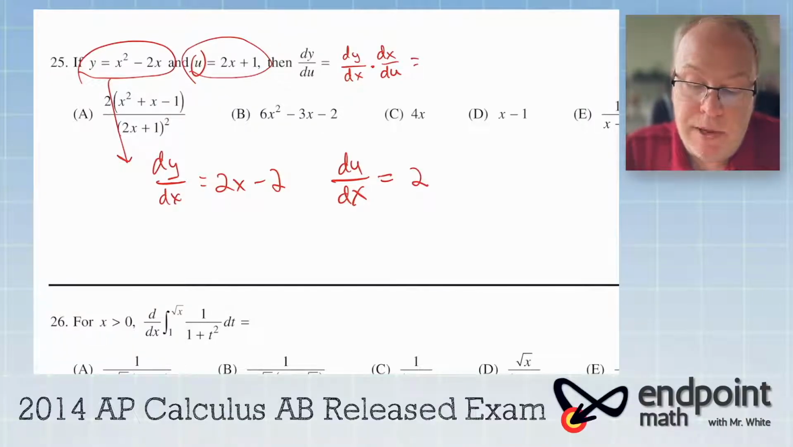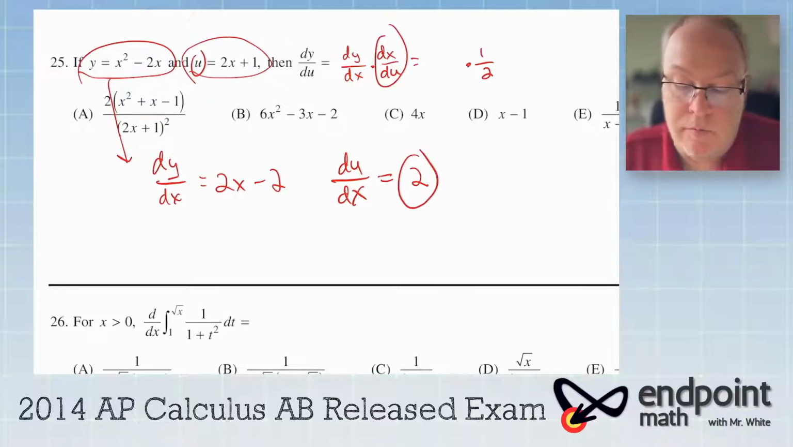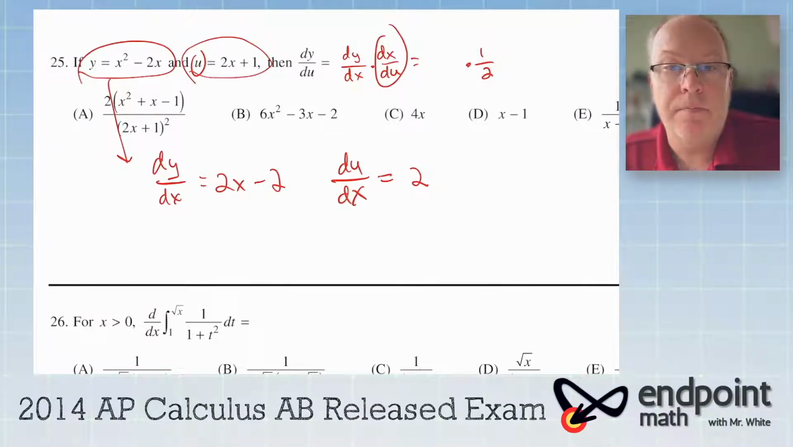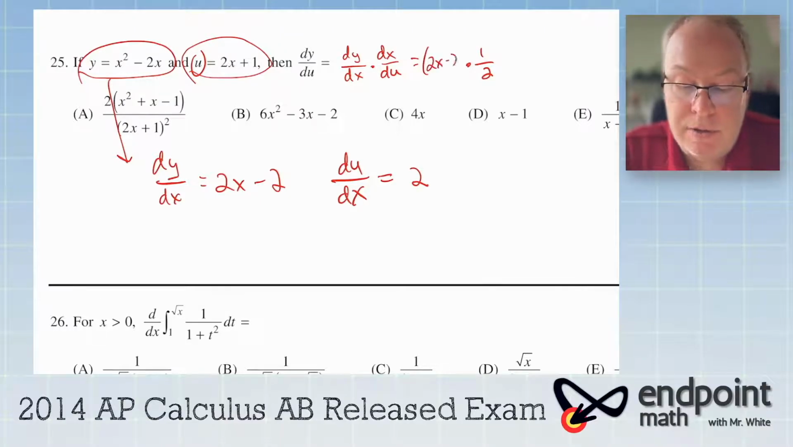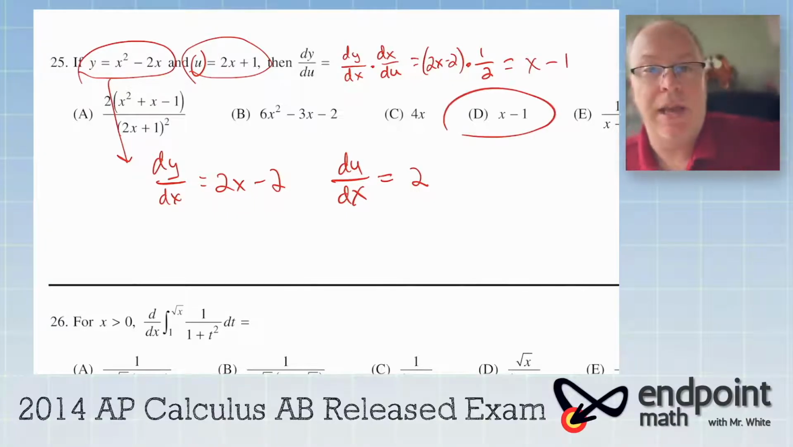Now we flip it over. We flip over that du part. We flip that over, and it becomes a half there. And then we bring our 2x minus 2 in there. That ends up being x minus 1, which is the answer.